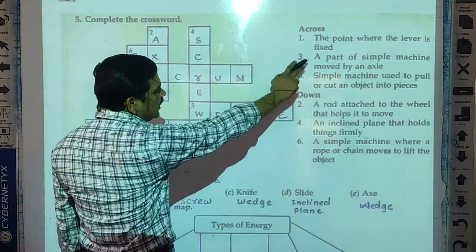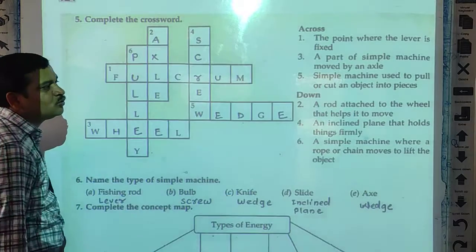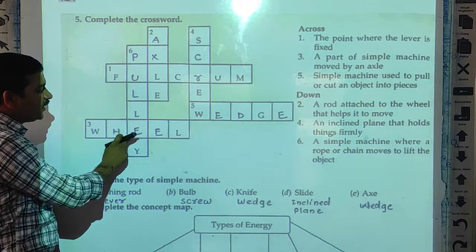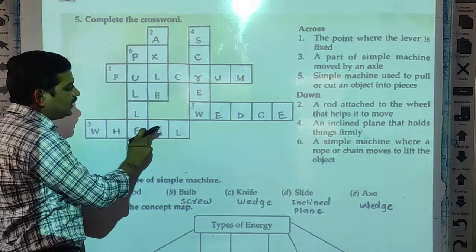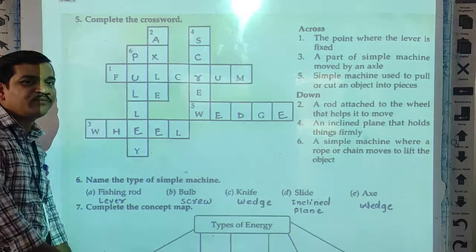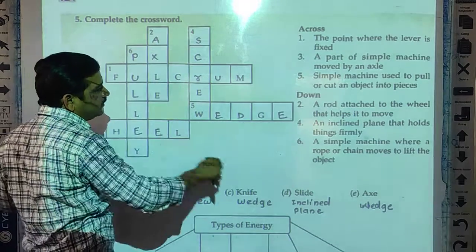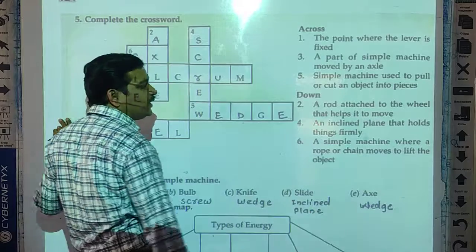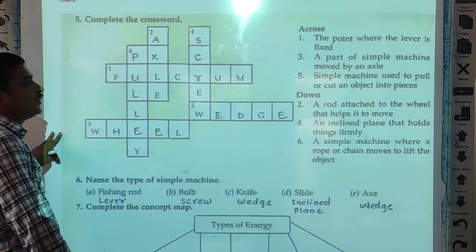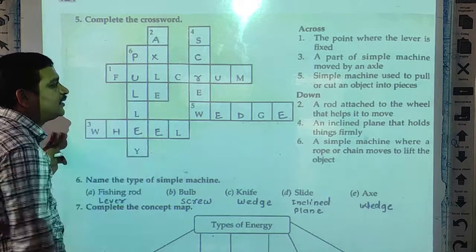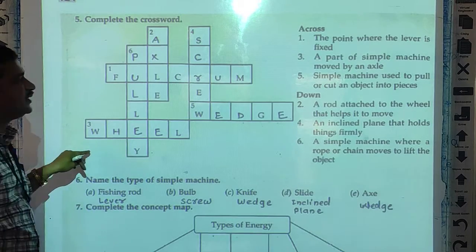Now I will go to the third one. What is the third one? A part of a simple machine moved by an axle. What is that? That is called the wheel. Now E is already there. W-H-E-E-L. This is called a wheel. Okay. Now go to the second one. A rod attached to the wheel that helps it to move. That is called the axle. A-X-L-E.